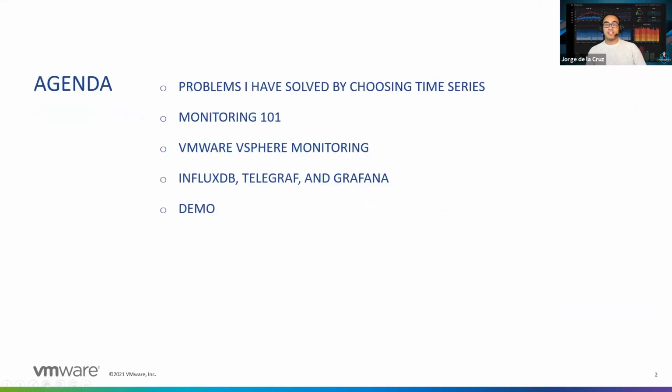Okay, so the agenda is not that long because we have, I think, 30 minutes, till 9:50 my time, 9 p.m., probably another time zone for yourselves. The agenda is the problems I have solved by choosing time series, and I'm just going to mention a few points. Then monitoring 101, really basic. Then we are going to jump finally into the VMware vSphere monitoring. We are going to mention some InfluxDB, Telegraf, and Grafana basic concepts. And finally, I will show you a demo, which are some screenshots that I have in the slides, just in case I have any problem within the live session.